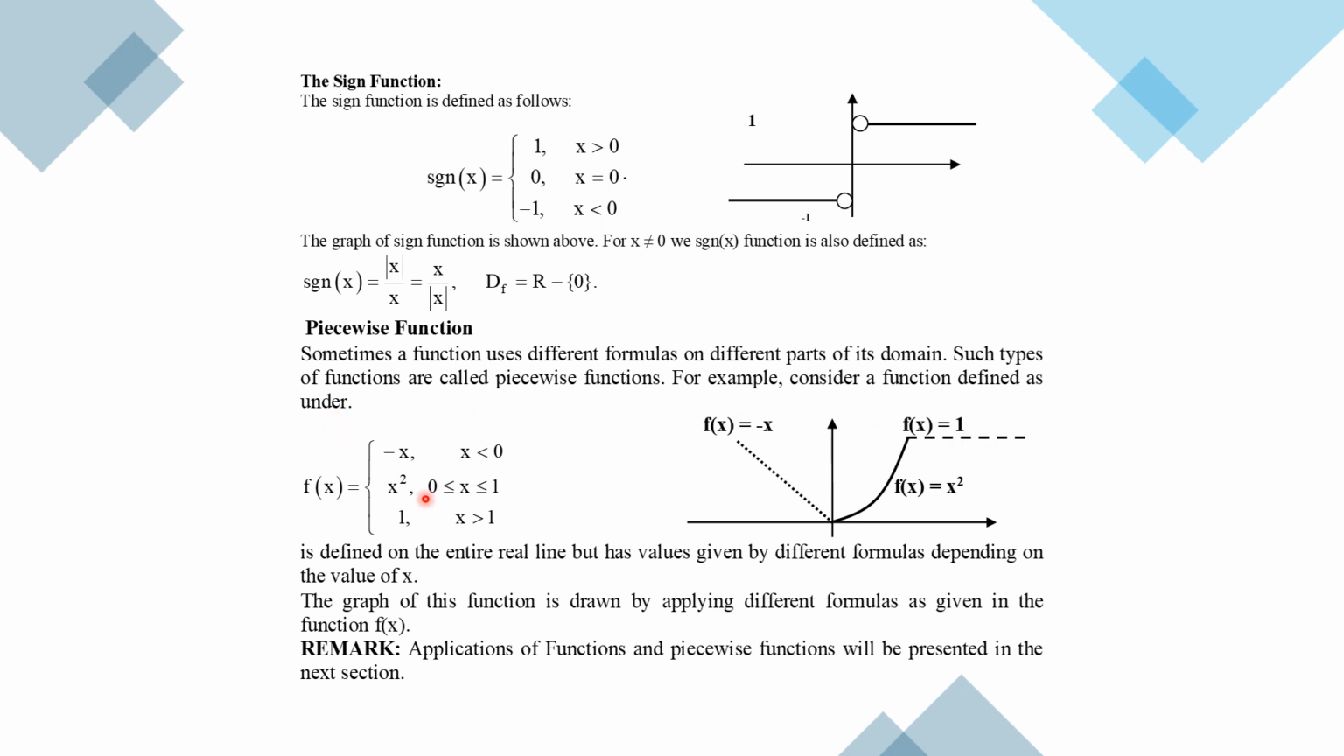Consider the function f of x equals minus x whenever x is less than 0. Here is the x less than 0 portion, so it gives f of x equals minus x. F of x is equal to x square whenever 0 is less than or equal to x and x is less than 1. So from 0 to 1 it gives a parabola branch, f of x equals x square. For x greater than 1, here is 1, so this portion gives f of x equals 1. So it is defined on the entire real line but has values given by different formulas depending on the value of x. The graph of this function, drawn by applying the different formulas, is given in the figure. Applications of a piecewise function will be presented in the next lecture.